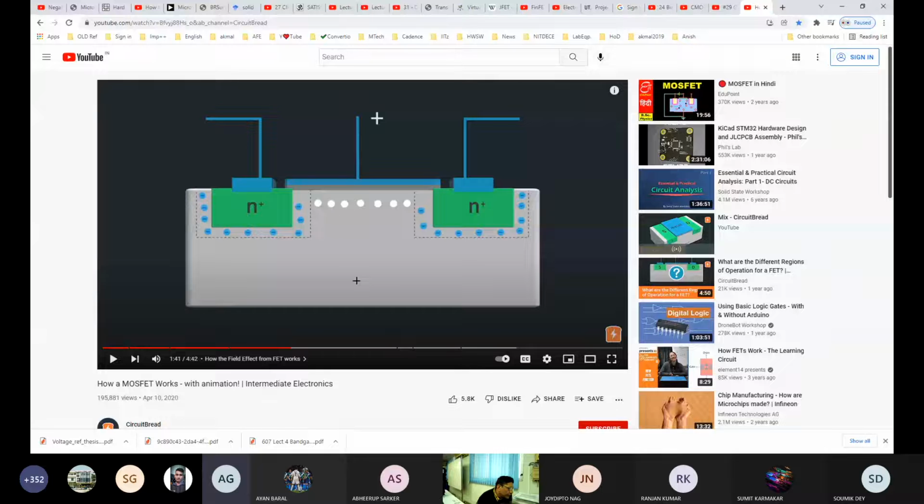And the third region is the saturation region, where both the junctions, emitter-base and collector-base, will be forward biased, and the resistance between collector and emitter will act like a short. That means it will be behaving like a closed switch.